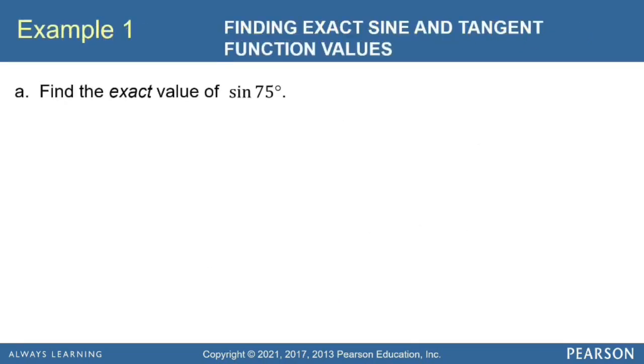So we want to get some practice using these new identities to calculate some exact values. So let's look at example 1. Here in part A, it says find the exact value of the sine of 75.